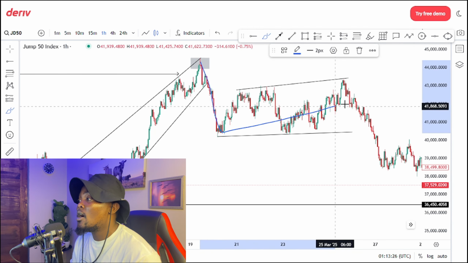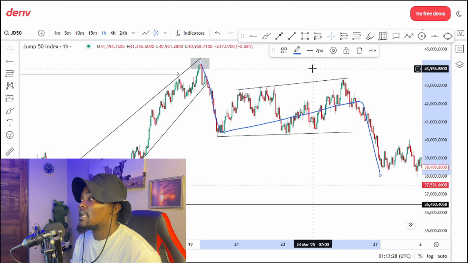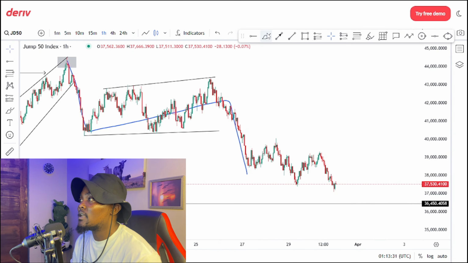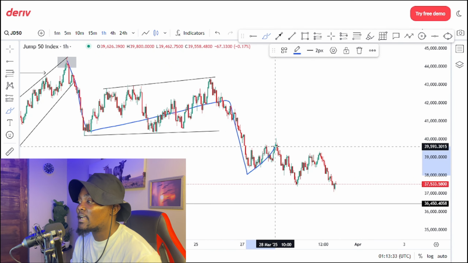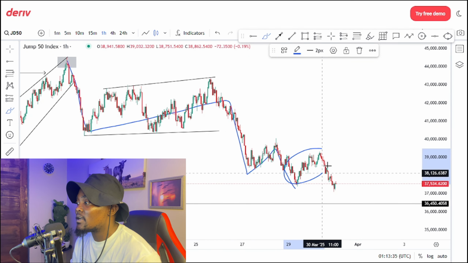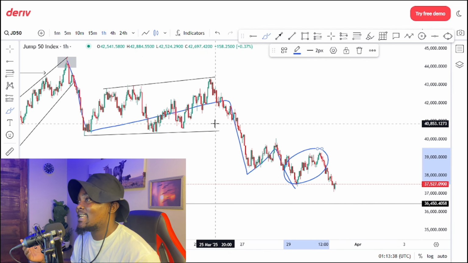downside: impulse, correction, impulse. And then after having that push to the downside, we can obviously see that we had another correction, then we had a push down. So this correction here was the one that we were analyzing previously, guys.